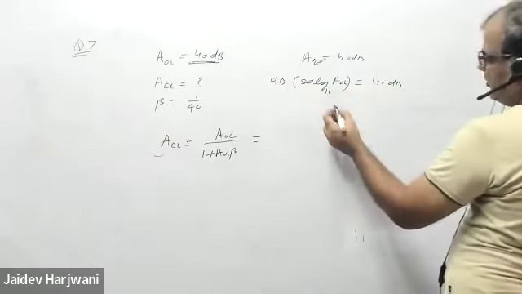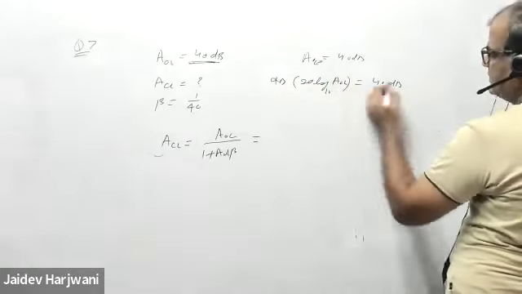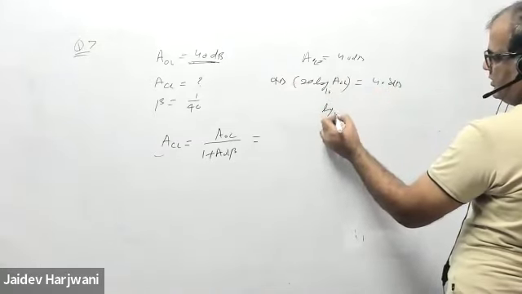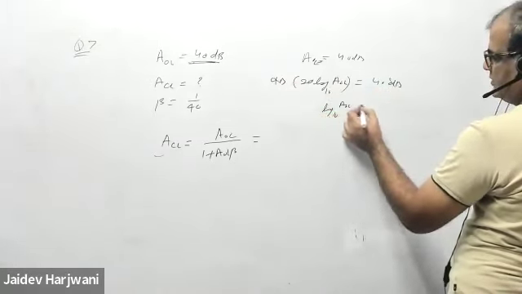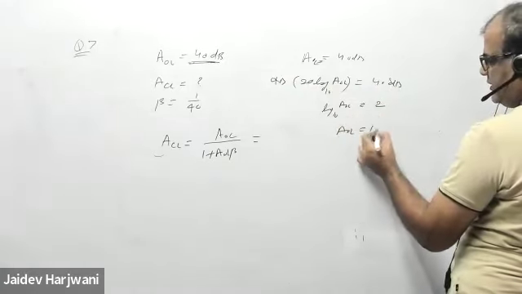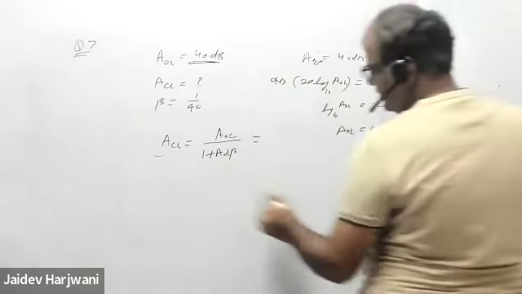So AOL will be how much? dB cancel, 100. Log, yes. 10 log AOL is, this will become 2 and AOL becomes 100. Okay, so now you can solve this one.